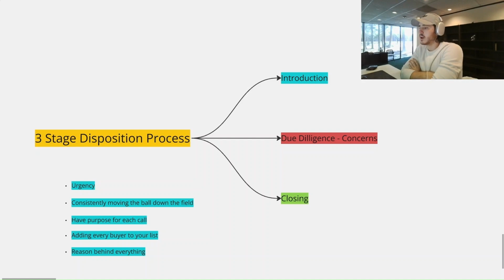On that call, it's mostly just about addressing their concerns, seeing if they have any more questions, seeing if they saw the pictures and ran the numbers, and also seeing if they want to do a walkthrough for the property. That's usually how the second call goes.